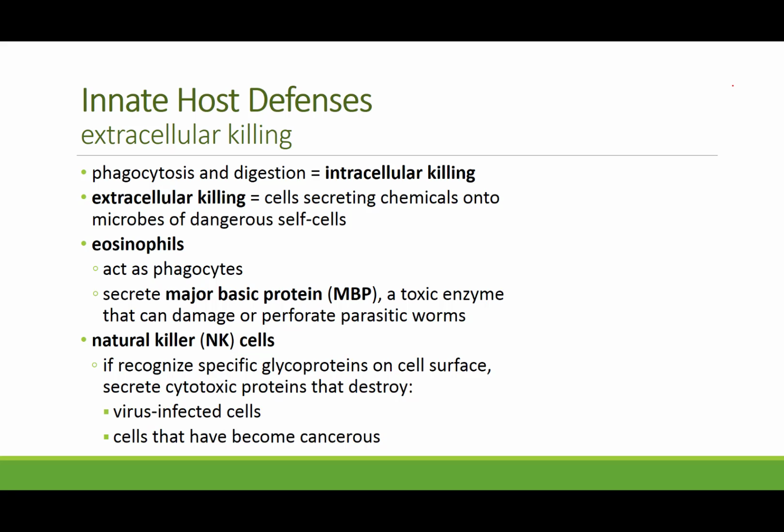And then there are a group of lymphocytes called natural killer cells. These NK cells, they look for specific glycoproteins that are on the cell surface. And again, these are cells that are virus infected or have become cancerous. And when they find it, they secrete cytotoxic proteins that perforate the cell and destroy it. So these NK cells are a big piece of how we defend against virus infections and against cancer forming.